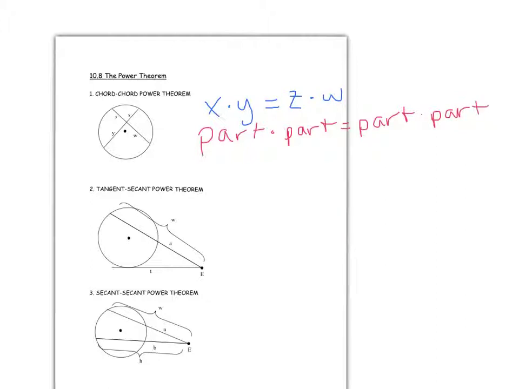The next one is the tangent-secant power theorem. This one uses a tangent line and a secant line hitting the circle, and what this one says is if we take the tangent part squared, in this picture it's t, that's equal to the adjacent part that's on the outside, the part of the secant line, times the whole thing. So again, my memory clue here is to remember tangent squared equals the adjacent outside part times the whole thing.